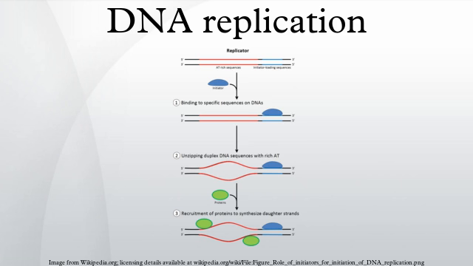Regulation. Eukaryotes. Within eukaryotes, DNA replication is controlled within the context of the cell cycle. As the cell grows and divides, it progresses through stages in the cell cycle.